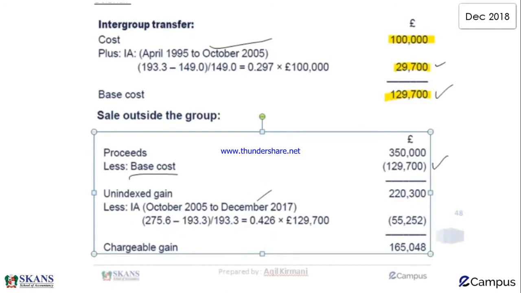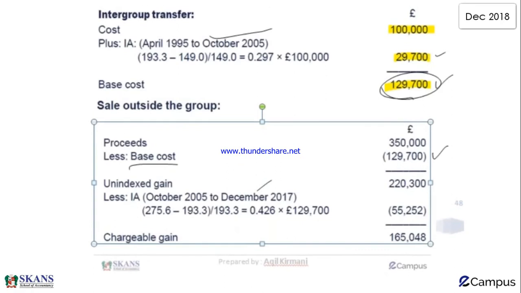So if the asset is sold within the group, it would always be sold at no gain, no loss, because it would be deemed to be sold at indexed cost. So the gains would ultimately be realized in the hands of those members who would be selling it outside the group.